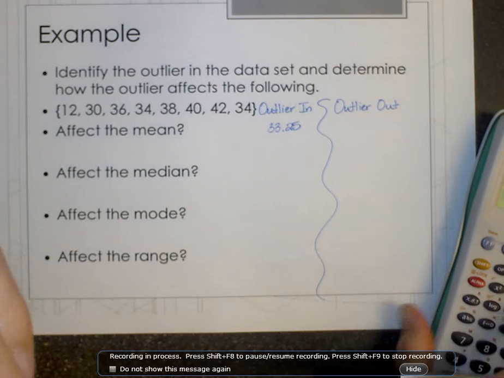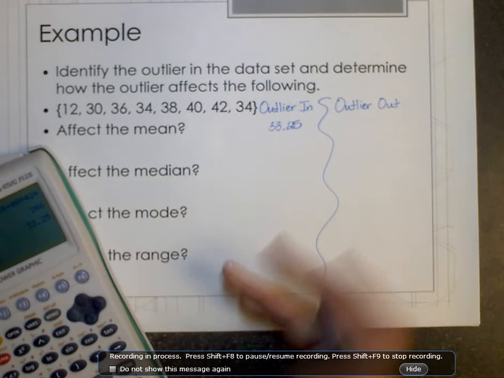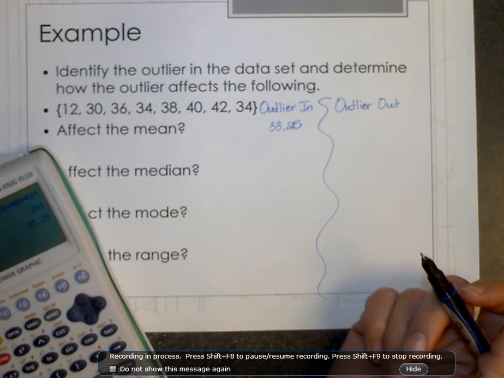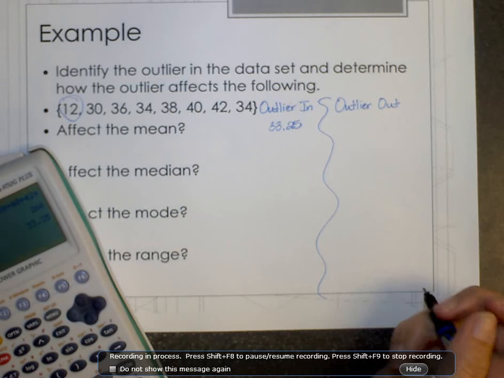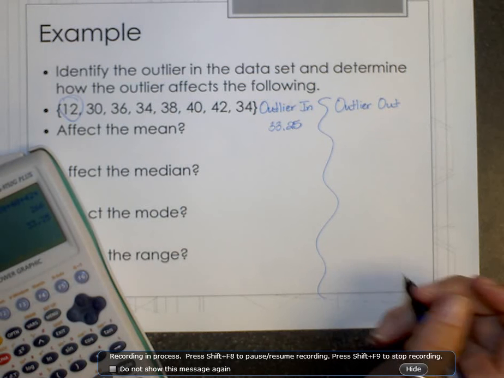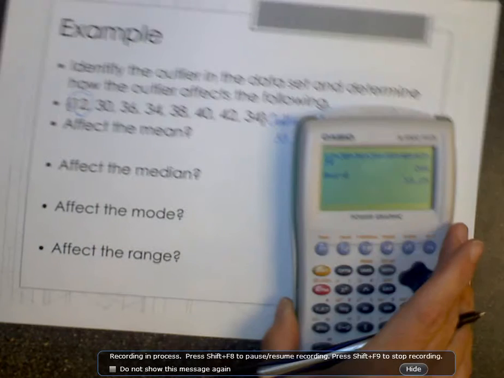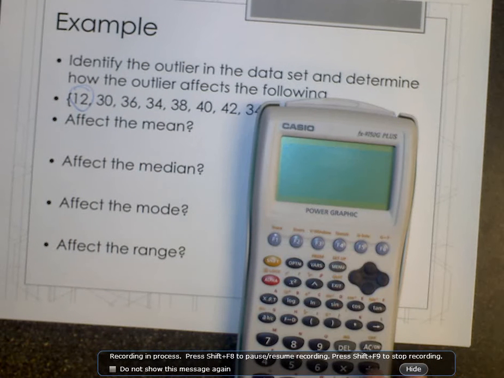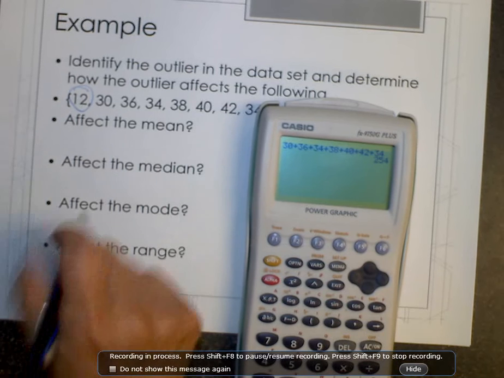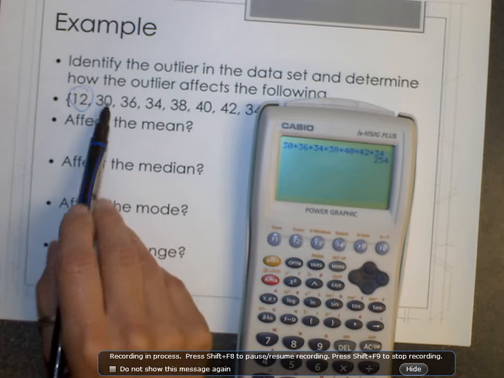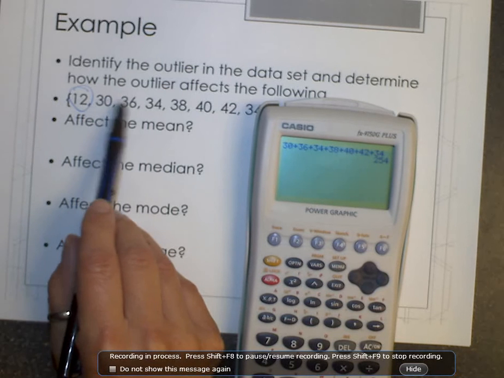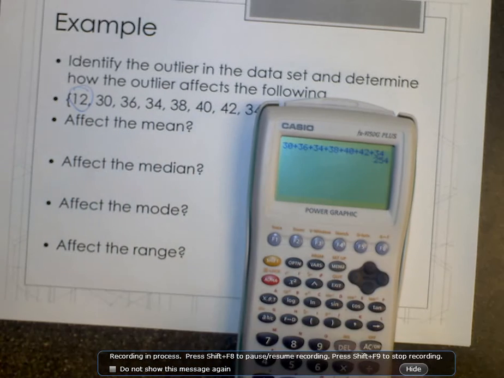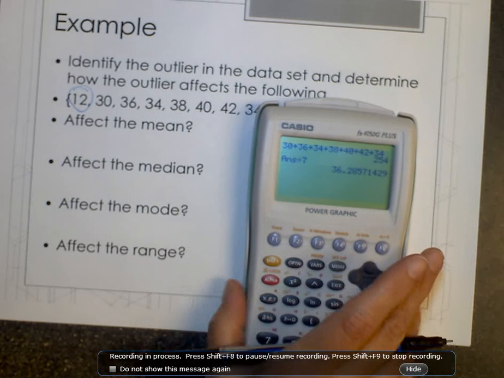Okay, now I'm removing my outlier. Okay, what number seems like it sticks out? 12. 12 doesn't belong with the rest of everything. So taking the outlier out, I have to recalculate the mean. Okay, so I have 30 plus 36 plus 34 plus 38 plus 40 plus 42 plus 34. Okay, and now because I took out one number, I don't have as many numbers as before. So I'm going to divide by 1, 2, 3, 4, 5, 6, 7. So divided by 7. This gives me a 36.29.